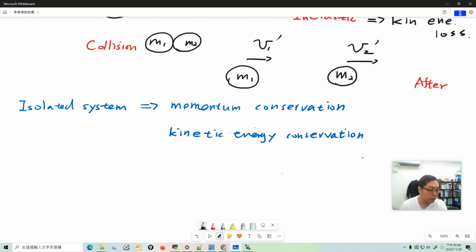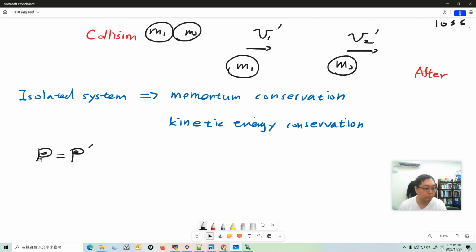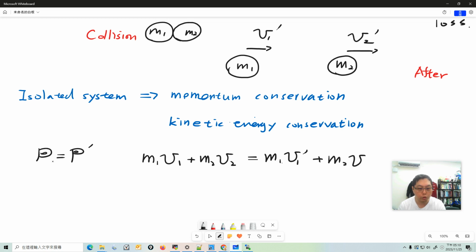Momentum conservation means before collision and after collision, P equals P prime. Kinetic energy conservation we will write later. The total momentum before the collision and the total momentum after the collision are equal. That's called momentum conservation. Before the collision it is m1 v1 plus m2 v2, the total momentum before the collision. And the total momentum after the collision is m1 v1 prime plus m2 v2 prime.